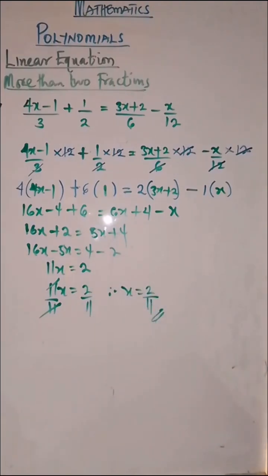So whenever you have more than 2 fractions, just multiply by the LCM. If it's 2, you cross multiply.